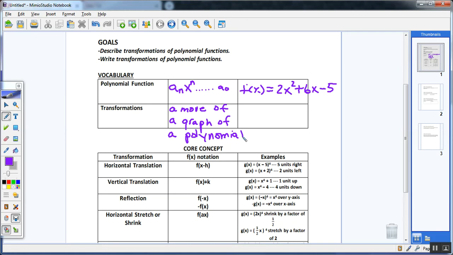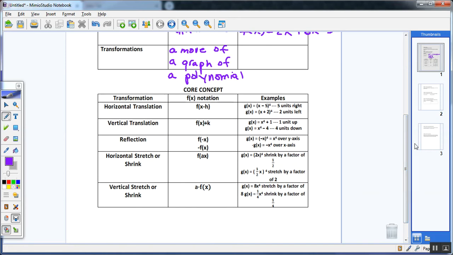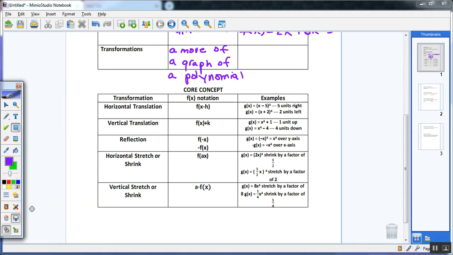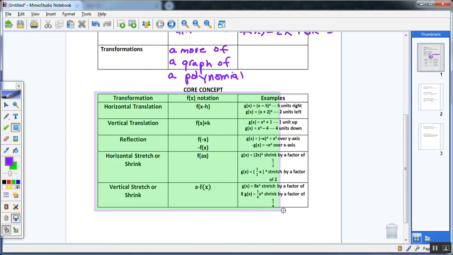Now, core concept. You guys have seen this before. Let's just kind of review or talk about what's here again. This talks about all of your movements, and I think you're going to remember most of them, but this is pretty important, so you might want to highlight this or refer back to this. Let's look at some transformations. First of all, how many transformations have I listed up here? 5 of them, okay? First one's a horizontal translation, vertical translation, reflection, horizontal stretch or shrink, vertical stretch or shrink.